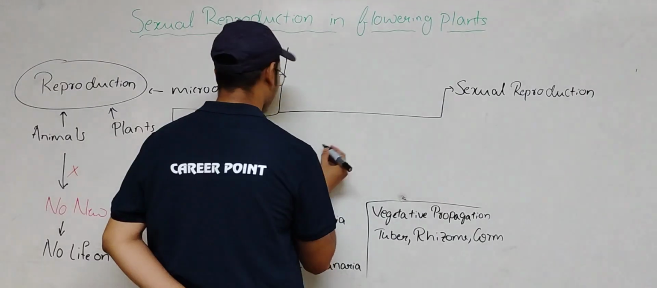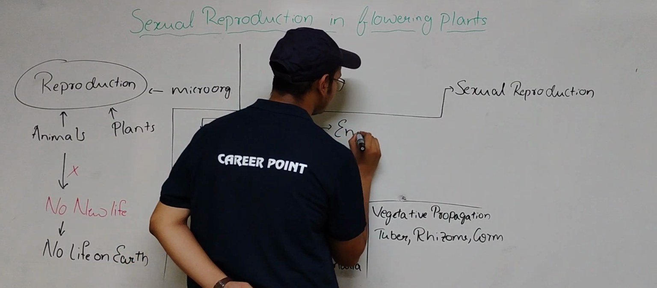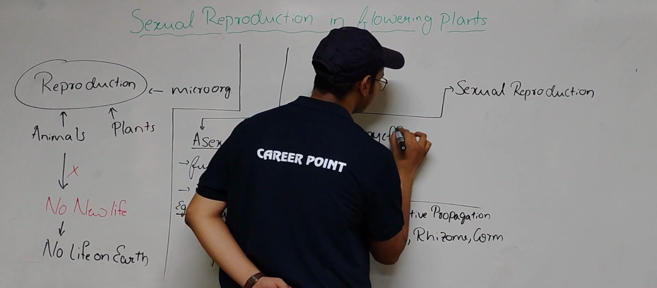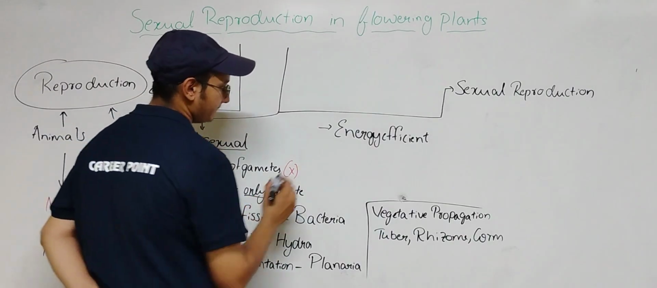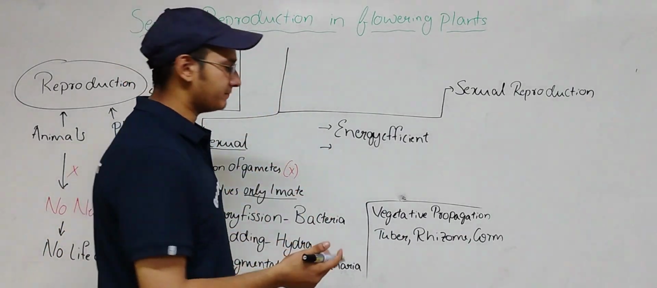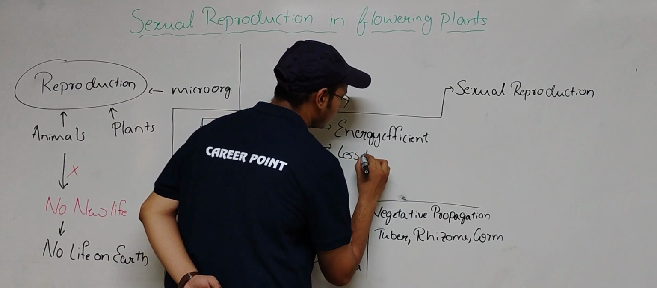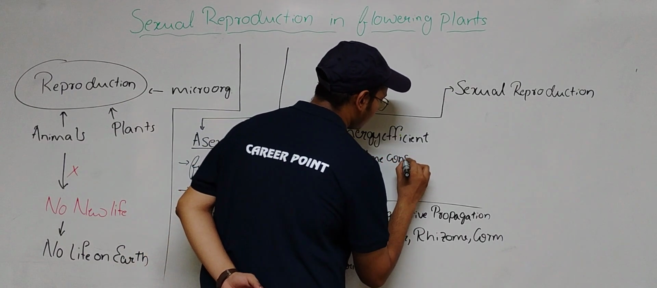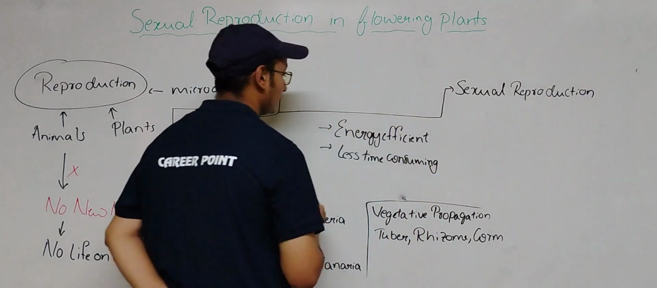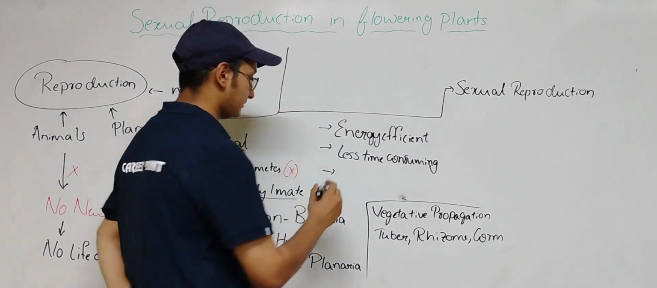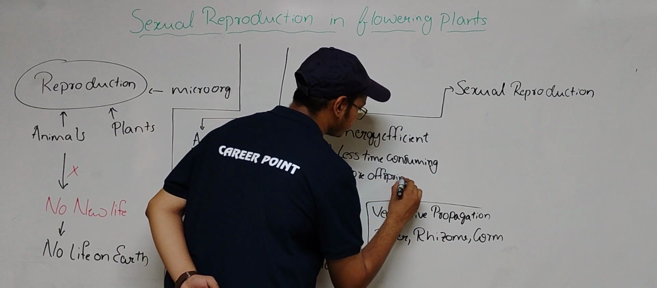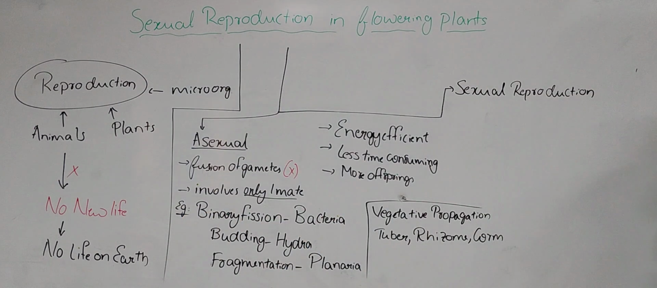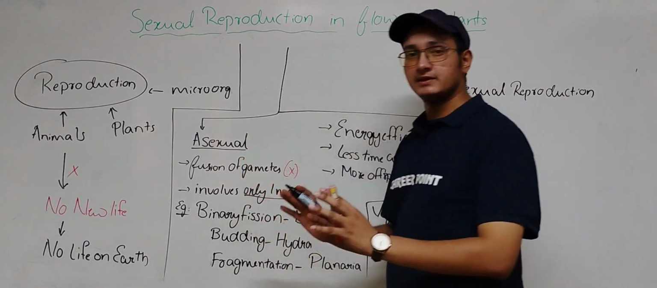And coming to benefits of asexual reproduction, this is energy efficient. It doesn't require much energy. And as I told you, it requires only one mate. And it doesn't take much time. Less time consuming. And the offsprings will be more in number. More offsprings. That's it. That's the thing about asexual reproduction.